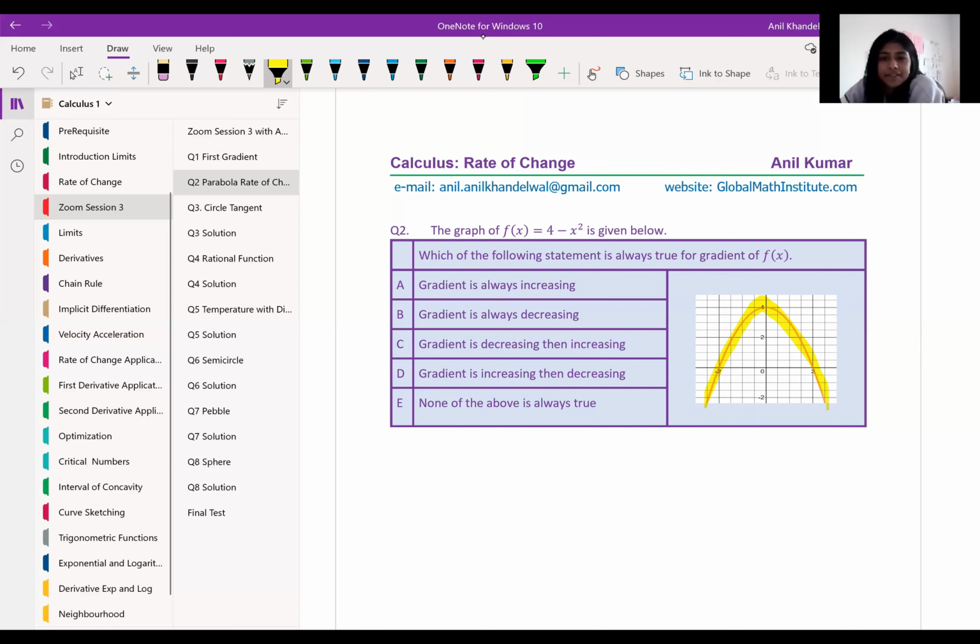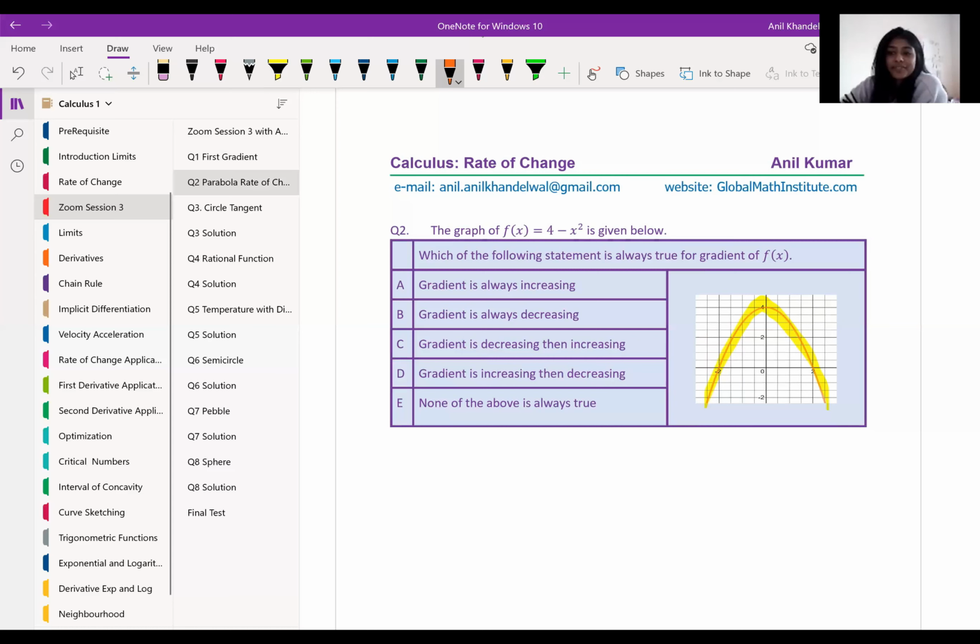The graph of f of x equals 4 minus x squared is given below. Which of the following statements is always true for the gradient of f of x? A, gradient is always increasing. B, gradient is always decreasing. C, gradient is decreasing, then increasing. D, gradient is increasing, then decreasing. E, none of the above is always true.